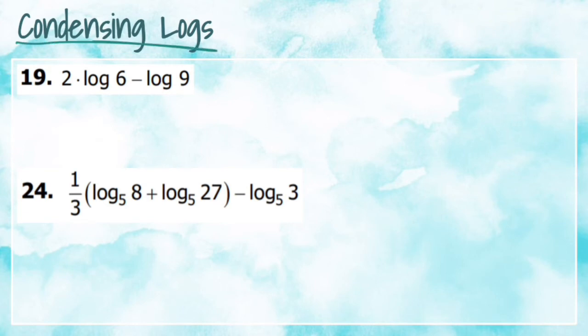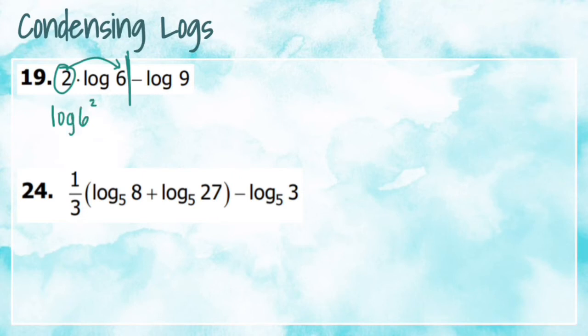The first one is condensing logarithms, and we're going to start with number 19. The first thing that I'm going to do is split this up at the addition and subtraction points. If you look at this term, we have 2 times log of 6. If we remember right, that coefficient should become an exponent. So we're going to call this log of 6 squared. And then we still have our minus log 9.